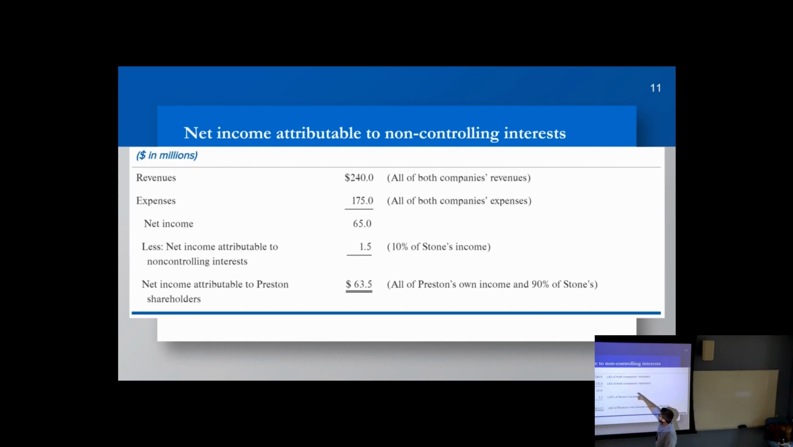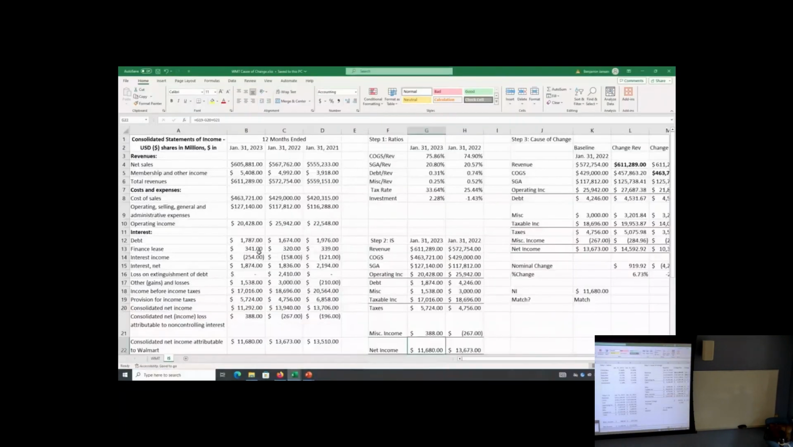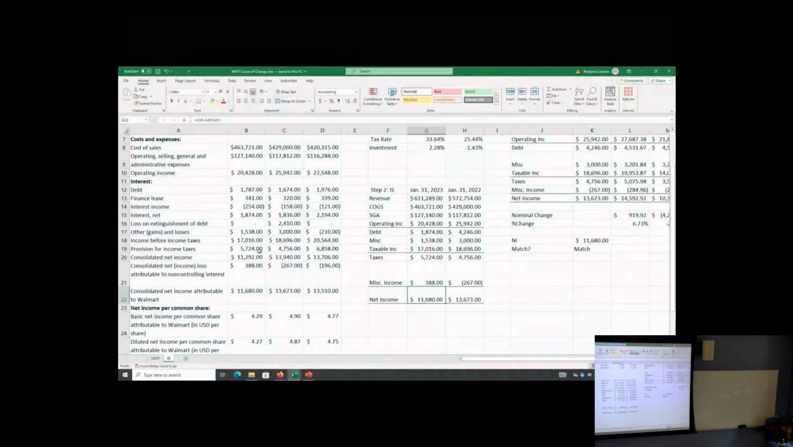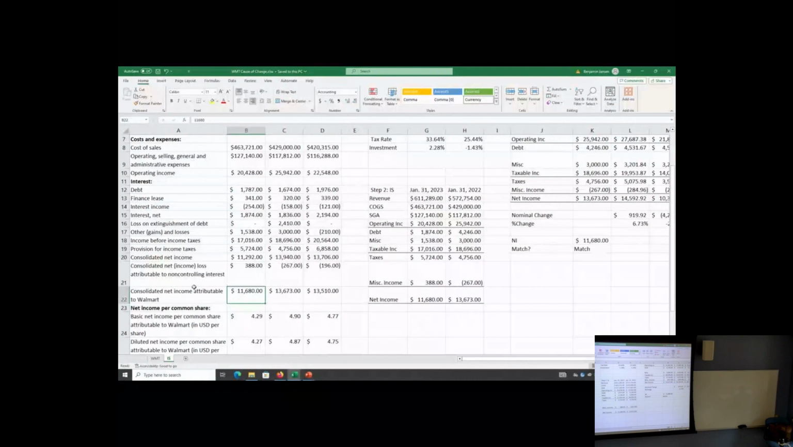Let's say that we have this net income that a company is generating, and 10% of it is attributable to an outside shareholder. After we deduct that non-controlling interest from our net income, that brings us to our net income attributable to all shareholders of the company. I don't think the company that we were using as an example, yeah, we've already arrived at attributable to Walmart. Oh, yeah, non-controlling interest.